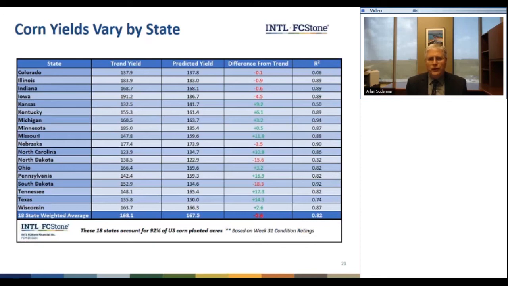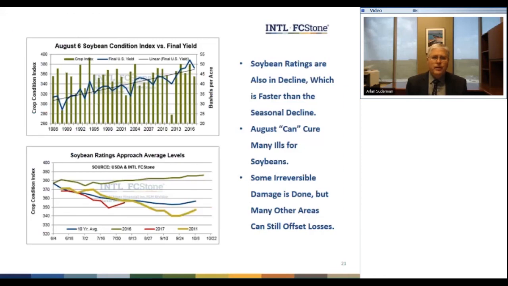But notice how many states are still above trend in their yield estimates. Now, will we end up there? I don't know. Here again, this is the first year of our state model, but the key there is Iowa down 4.5 bushels per acre. You see where we're at versus where USDA is at on these various states, and it does make for interesting discussion. But I did want to point out, we still do have a lot of good corn out there. It's just that we believe there's enough problem areas to pull us sufficiently below trend to have us closer to that 162.8 level.